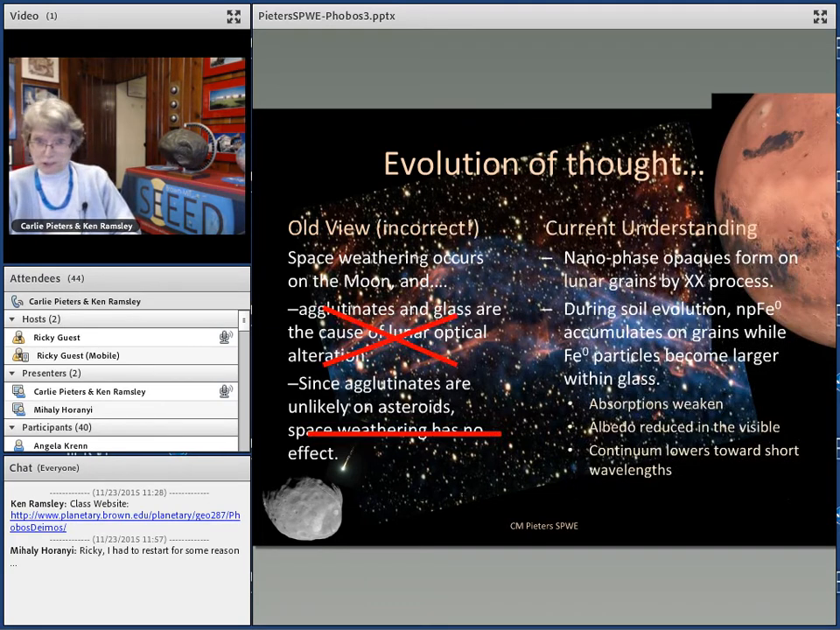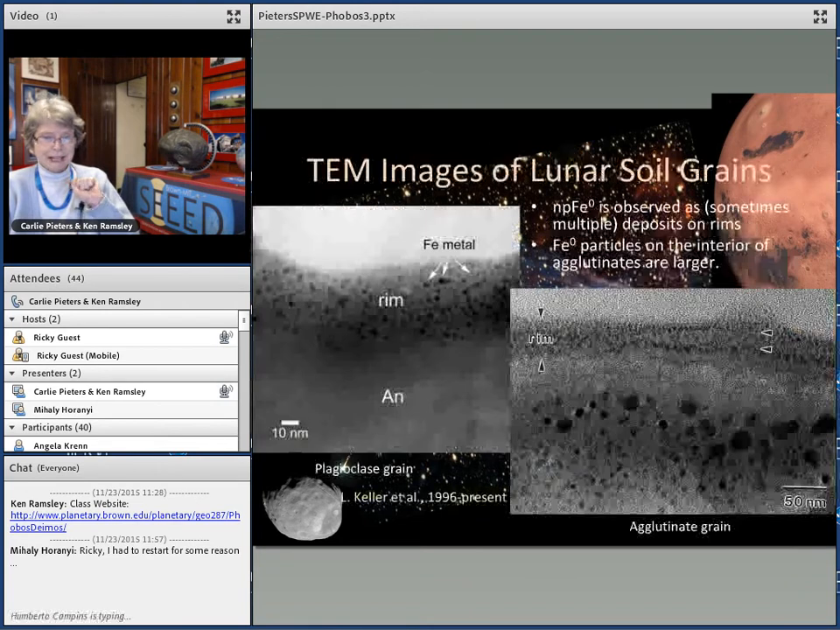So if you read those papers, please read them with a grain of salt and read the remaining literature over the next several decades. Our current understanding is that the agglutinates are not the cause, they're the effect of space weathering. They're one of the products that are produced in the lunar environment. But the key component that creates the optical properties is these nanophase opaque forms of iron on soil grains. And I need to explain that to you and show it to you in a little more detail.